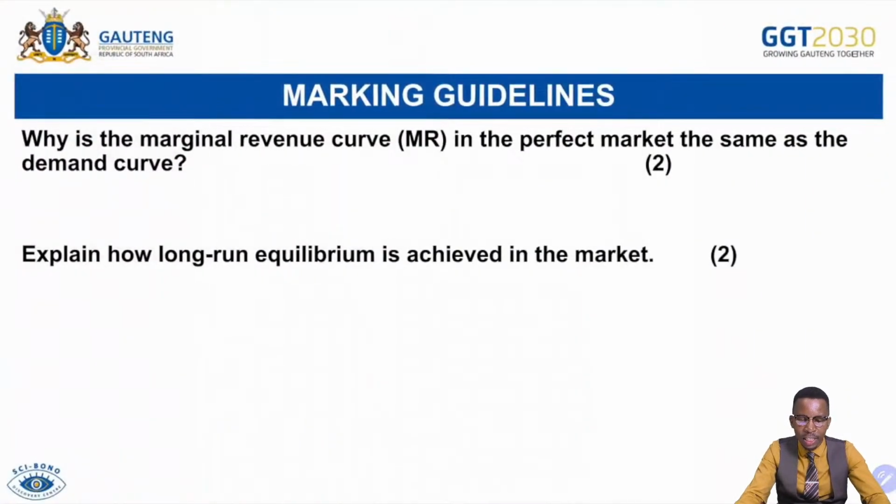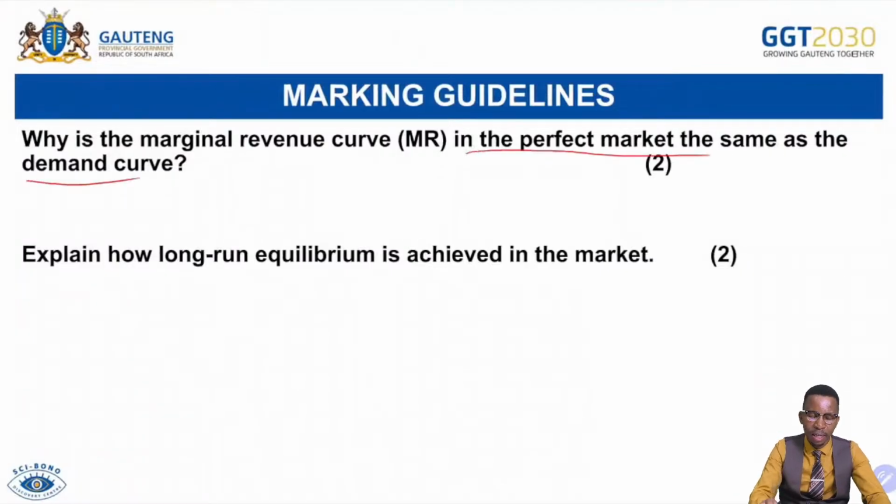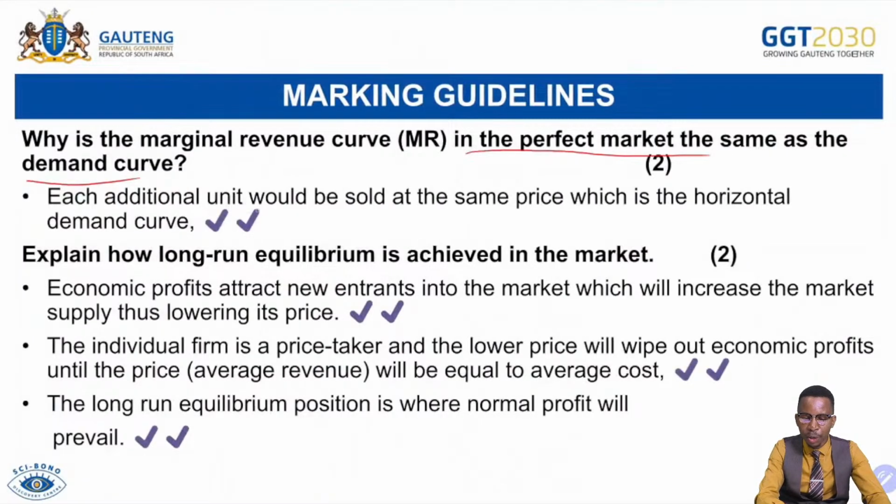Why is the marginal revenue curve MR in the perfect market the same as the demand curve? Each additional unit will be sold at the same price, which is a horizontal demand curve, because the firm is a price taker. Explain how long run equilibrium is achieved in the market.